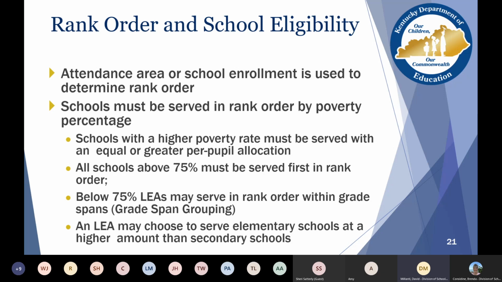Okay, there are some rules that you can put into place that might change that a little bit, such as grade span grouping. But in most cases, a lot of people serve straight down the poverty line, higher per pupil amounts at higher poverty schools, and then lower per pupil amounts as you go down that line. And then go to the next one, Brenda.